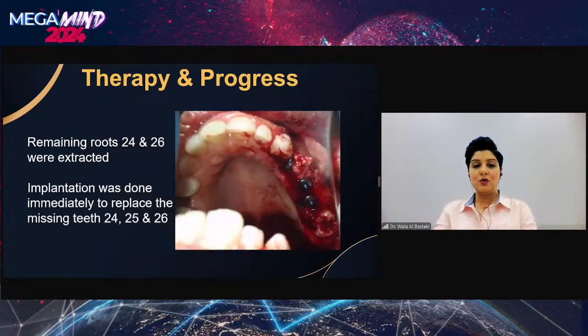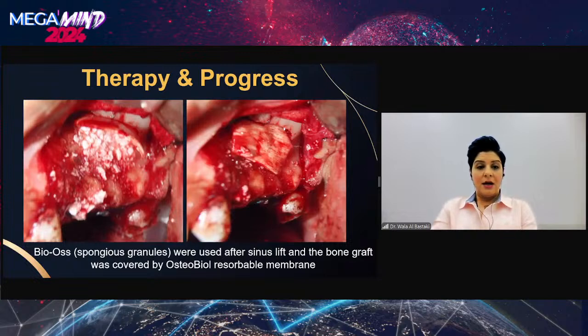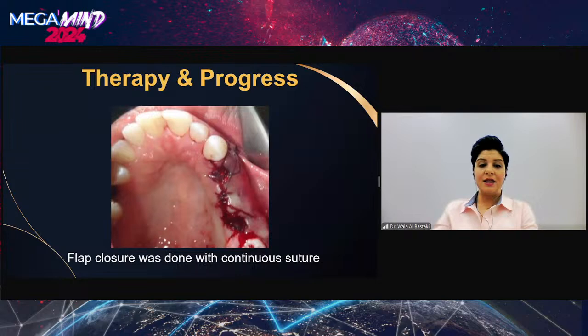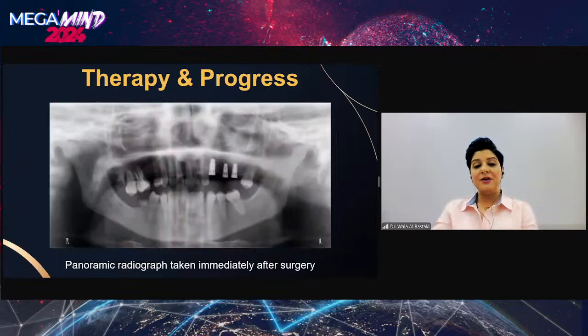Anyways, remaining roots 2/4 and 2/6 were extracted, and implantation was done immediately to replace the missing teeth 2/4, 2/5, and 2/6. Bio-Oss sponge granules were used to fill the area after the sinus lift, and the bone graft was covered with an Osteobiol resorbable membrane. And the flap closure was done with continuous sutures. This is a panoramic radiograph taken immediately after the surgery.